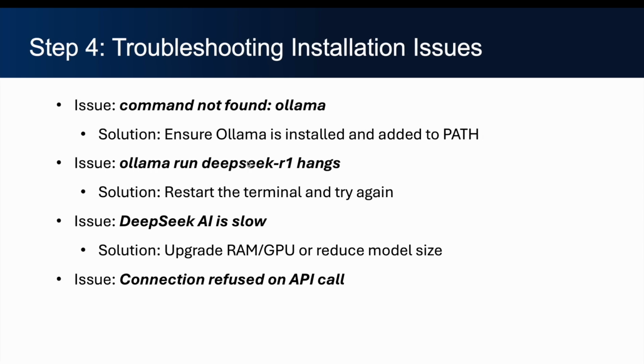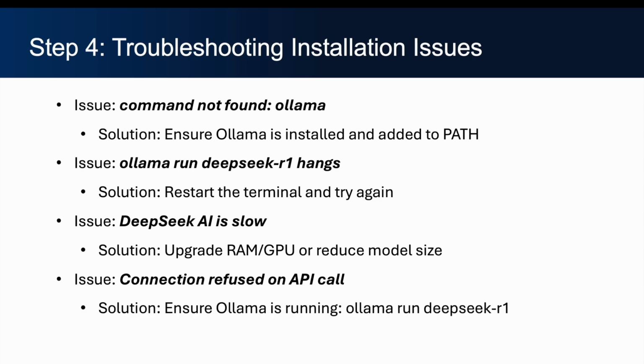Next, I'm going to go ahead and talk about connection refused on the API call. Now, when you're calling that API in the code that we have, ensure that Ollama is running by saying Ollama run DeepSeek R1 on your command prompt. Make sure that it's running.